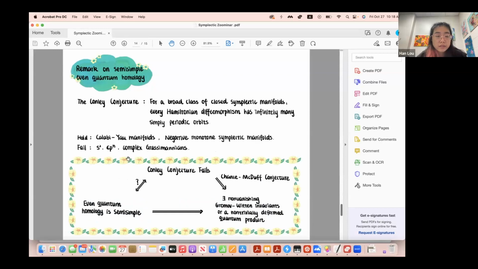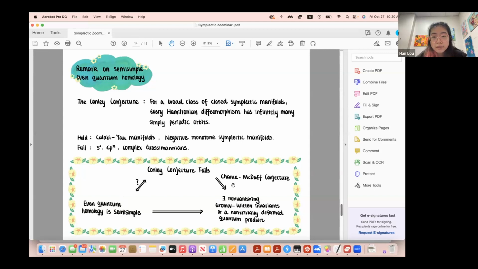And the second thing is related to the Conley conjecture, which says that for a broad class of closed symplectic manifolds, every Hamiltonian diffeomorphism has infinitely many simple periodic orbits. This conjecture holds for Calabi-Yau manifolds and negative monotone symplectic manifolds, but it fails for S2, CPN, and complex Grassmannians. So now we would like to know what's the relation between the condition that even quantum homology is semi-simple and that the Conley conjecture fails.